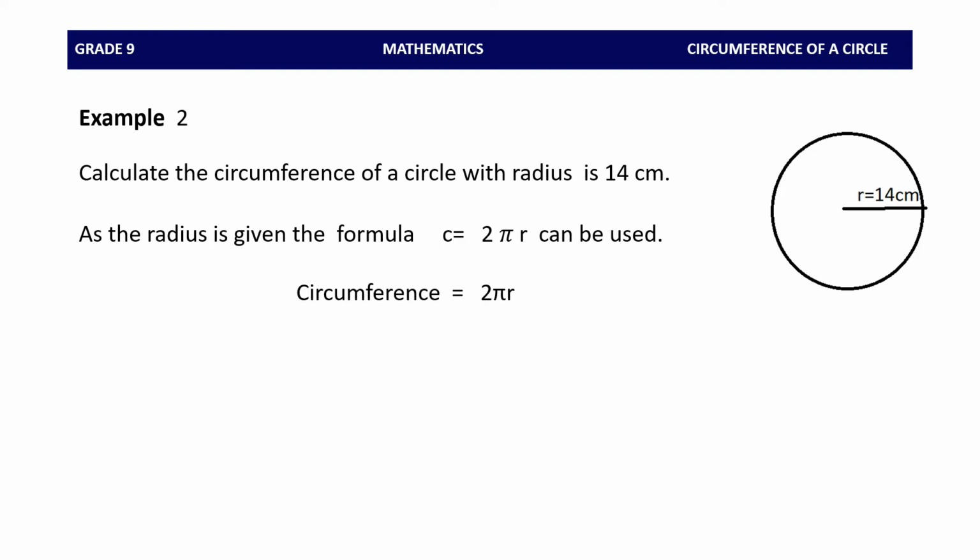Substitute the values into the formula C equals 2 pi r. 2 multiplied by 22 over 7 multiplied by the radius 14. 7 and 14 are simplified. The answer is 2 multiplied by 22 multiplied by 2, which is 88 centimeters. The circumference of the circle is 88 centimeters.